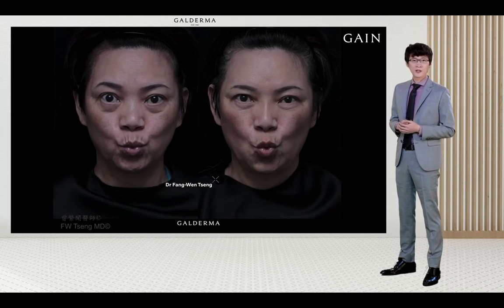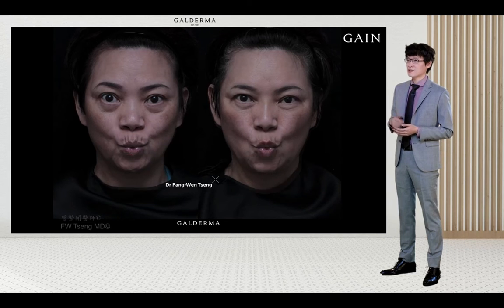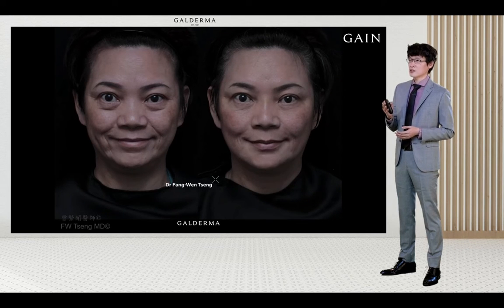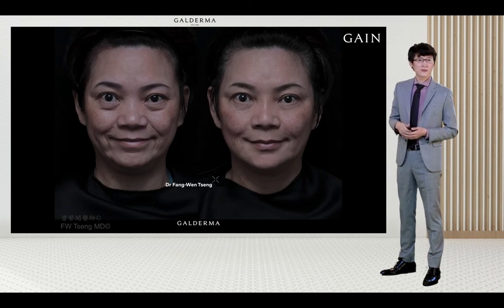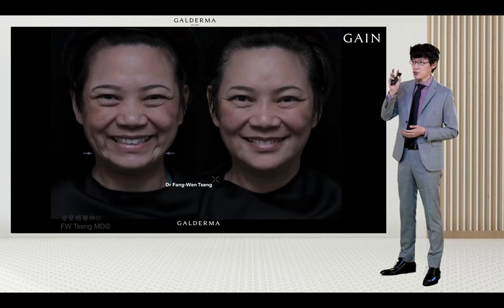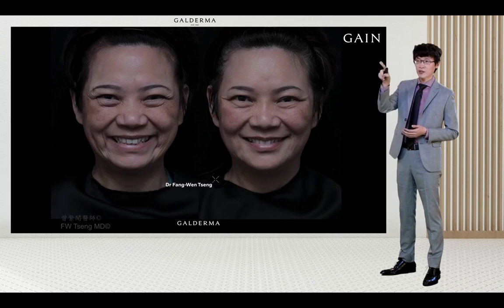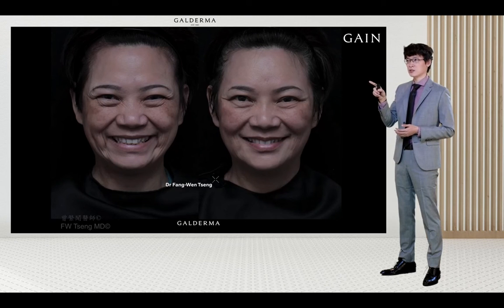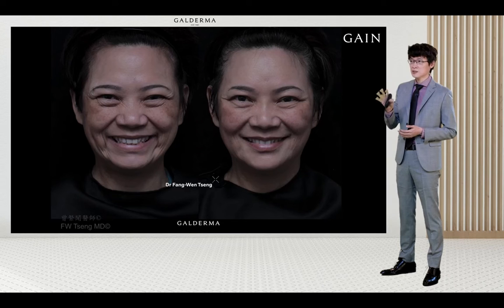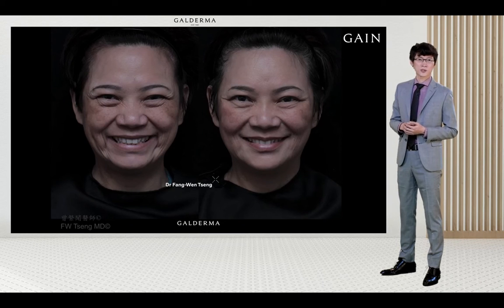And in dynamic evaluation, when she kisses, when she smiles, you see natural facial expression, you don't see the lump of products. So this is what we call maintained naturalness of facial expression. And what is even better is that when she stretches her skin so much, you can see those exaggerated wrinkles around her mouth improved after injection. This is what we call a positively affected facial expression.